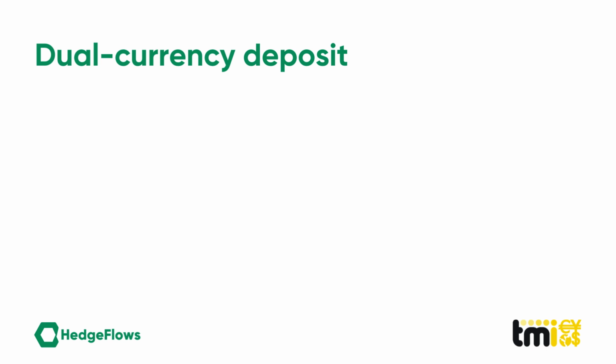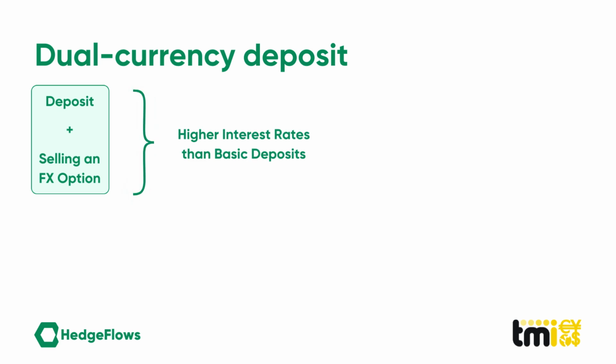A dual currency deposit, DCD, is a financial product that enhances the yield on a deposit by monetizing the premium of a currency option that the depositor sells to the bank. This structured product involves two different currencies, hence the name. Its main benefit is an enhanced yield on your deposit. So how does a DCD work?